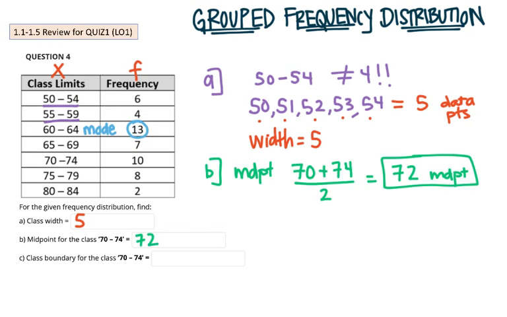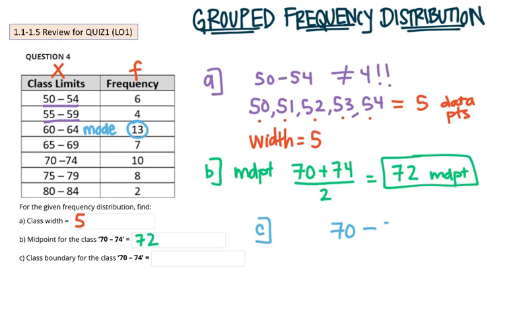Okay. And then the boundary. What's the idea of boundary? Okay, boundary is saying, listen, I don't know what I'm measuring here, but what if it is continuous data? What if it's, for example, speed limits? Or weight. It looks like it could be weight. What if I weighed 54.5? Would I go in the first column or the second column? I'm not sure.